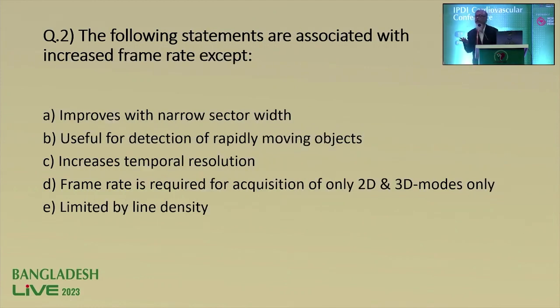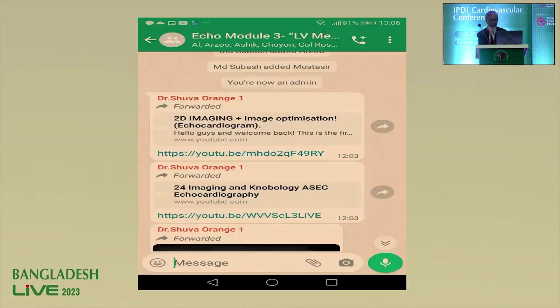And the second question that we made was about the frame rate. If you narrow the sector, we know it increases the frame rate, and it is really useful for temporal resolution. Temporal resolution is what we need when we see a moving object. Increasing the frame rate improves temporal resolution and helps examine rapidly moving objects. This is all the same once you know what temporal resolution is. Is the frame rate only required in 2D and 3D echocardiography? We know frame rate is very essential in 2D strain imaging, and in three-dimensional echocardiography it is compromised by line density.